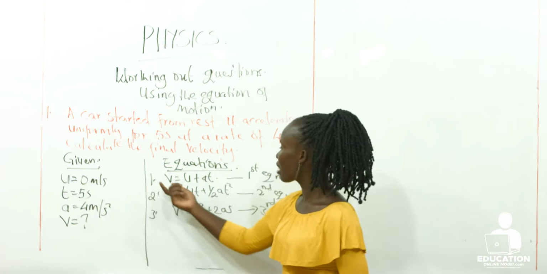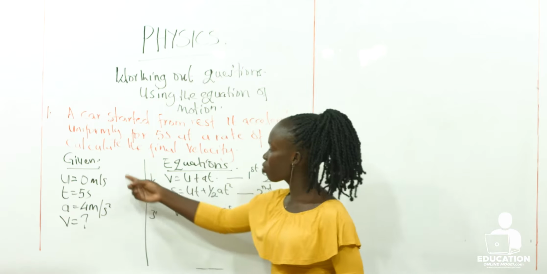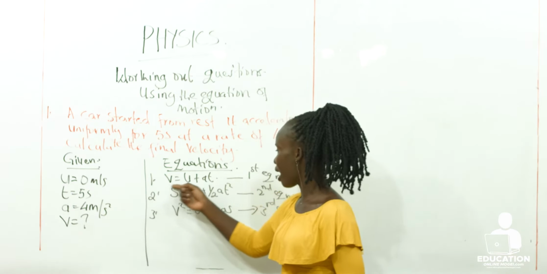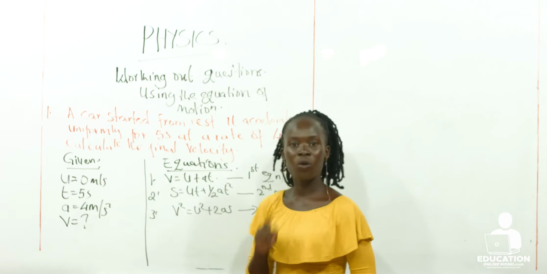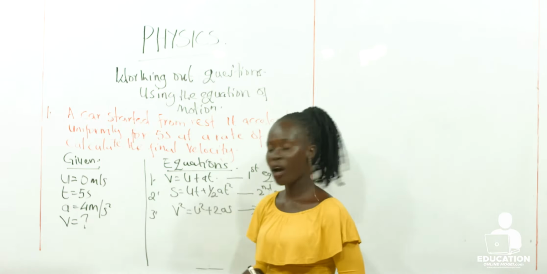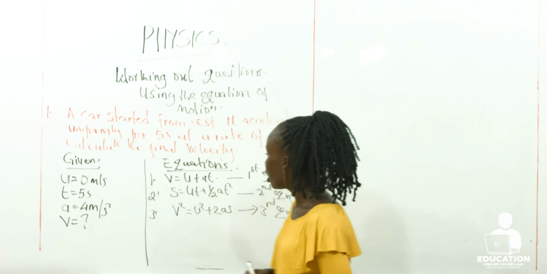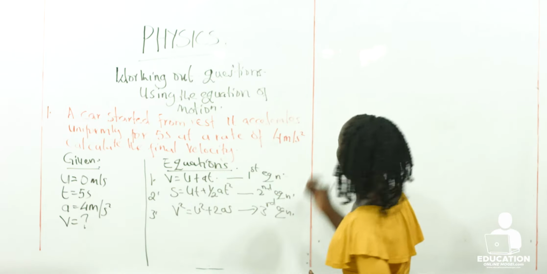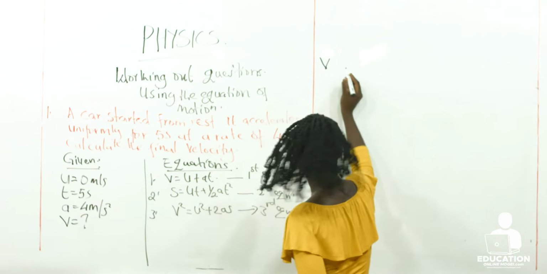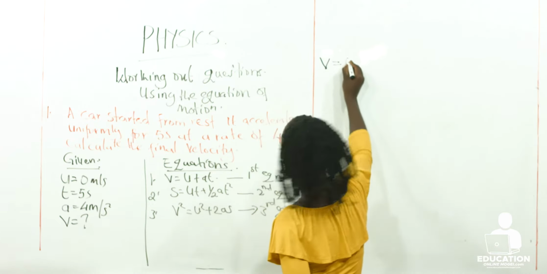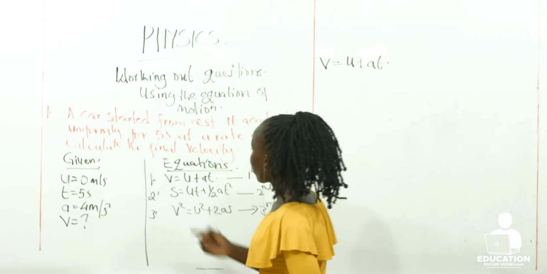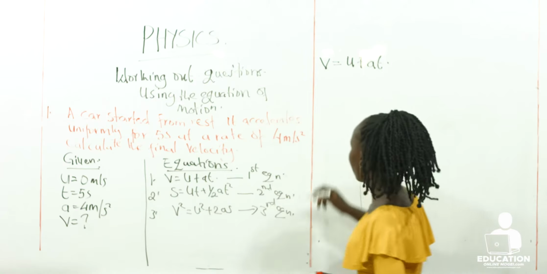But then if you look at the first one, all the things given in the question are right here in the first equation. So we are going to take that equation to work out our question. So what are we going to do? We are going to take v equals u plus at. The question is telling us to find the final velocity, which is here.